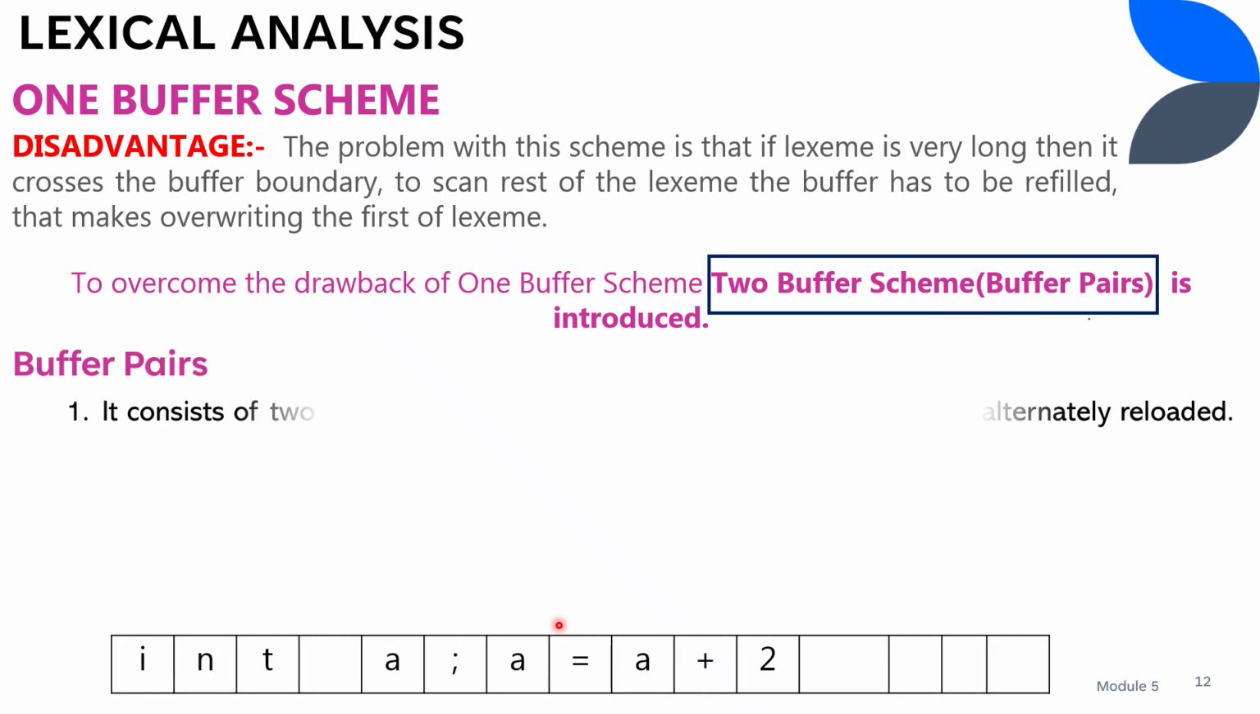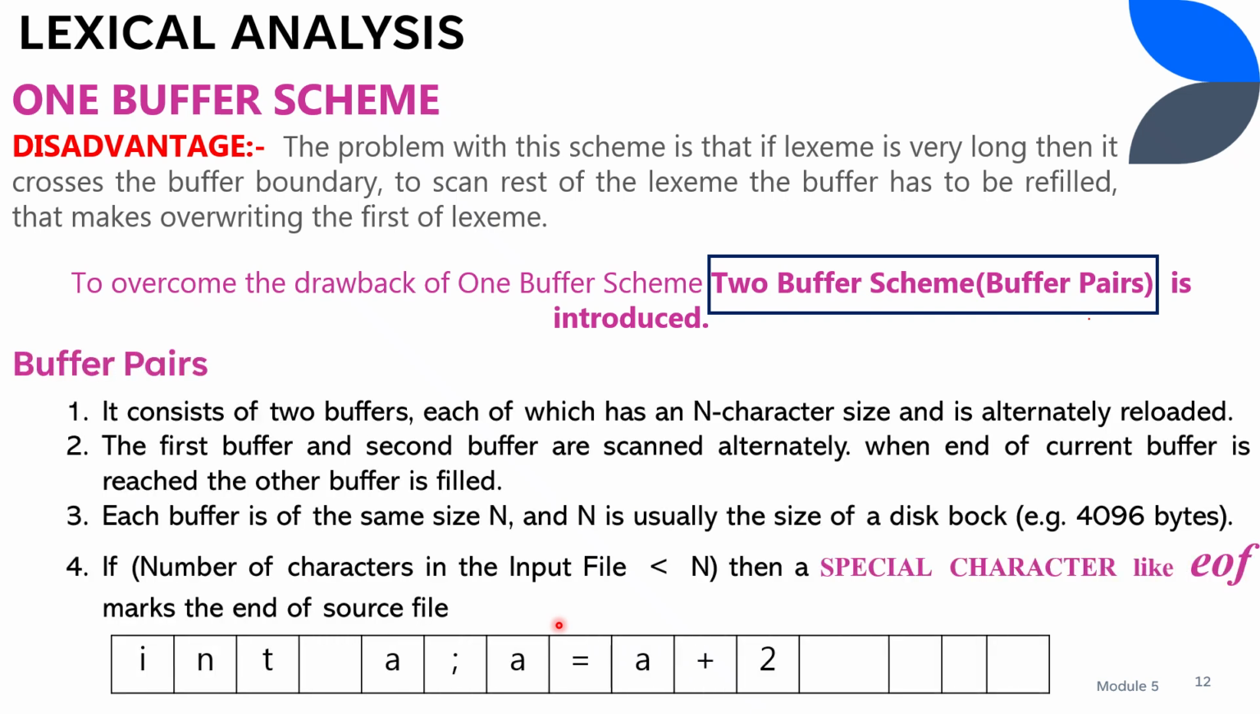In the two buffer scheme, you have two buffers of the same size, n characters, and they are loaded alternately. Alternately means once the first buffer is full, then only the second buffer will be loaded. Also, these buffers are scanned alternately. That is, at a time only one buffer is scanned. As soon as we reach the end of the first buffer, then only the second buffer will be loaded and scanned.